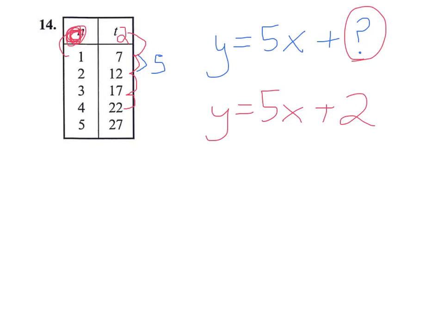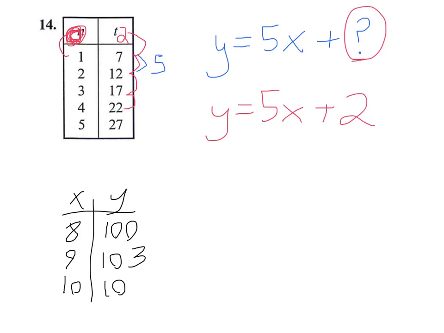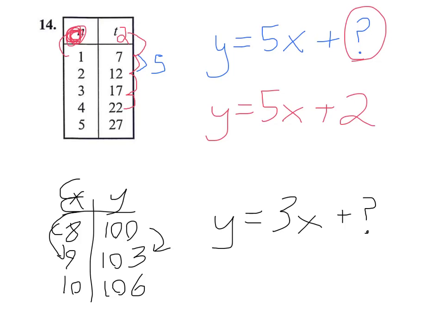Now, this gets a little more difficult if you have a table of x and y's where it doesn't start at 1. Let's say it starts at 8, 9, 10, and let's say it's 100, 103, 106. Okay, so each time it's going up by 3 and going up by 1. So we say, oh, okay, this is going to be y equals 3x plus something. But it's not easy to go back to 7, then 6, then 5, then 4, all the way back, and 3, and 2, and 1, and 0. And so this method doesn't always work.